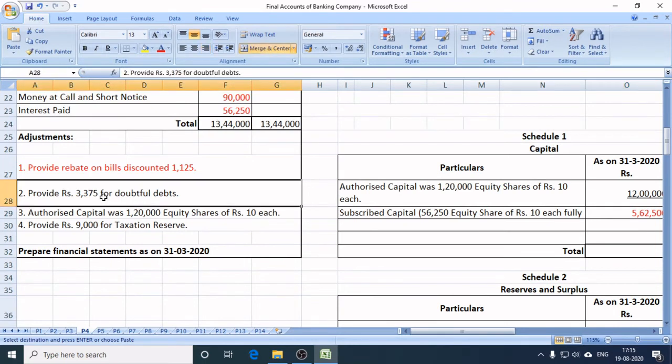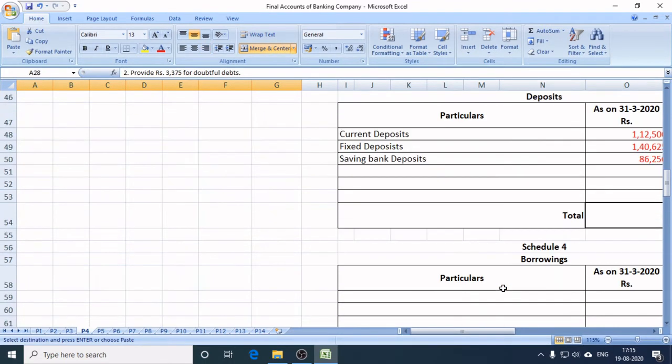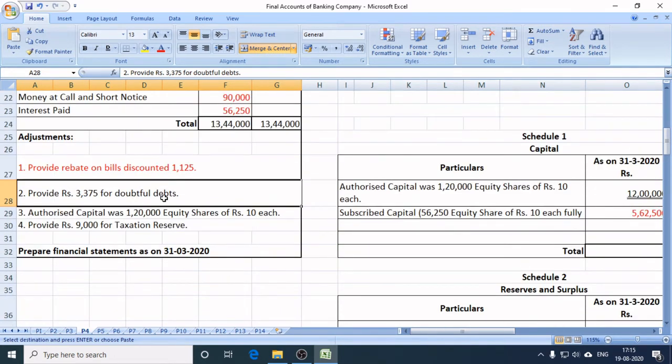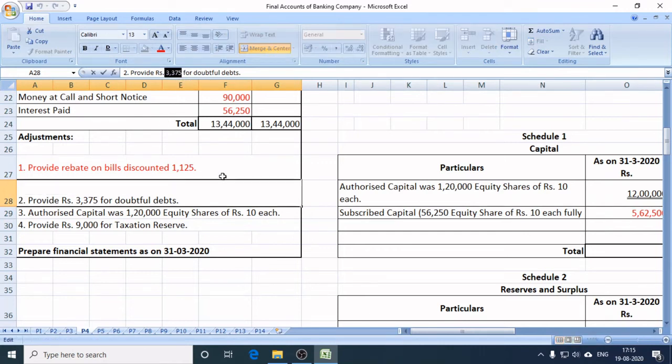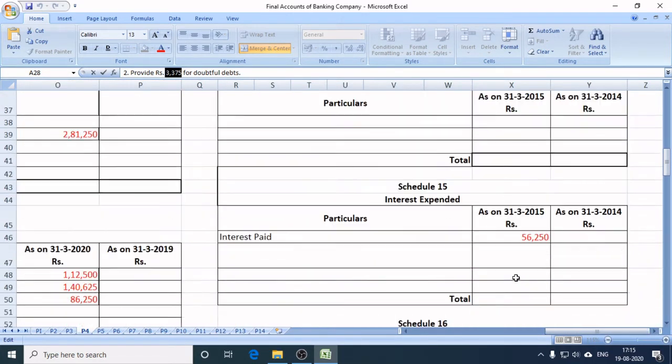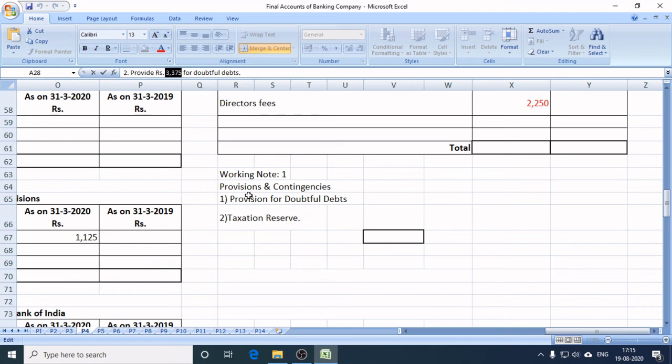So next is provide rupees 3,375 for doubtful debts. Now in case of a banking company, doubtful debts means irrecoverable loan. So on account of irrecoverable loan, the bank has made a provision of rupees 3,375. Because of this provision, the advances will be reduced. But this provision is usually shown under provisions and contingencies, and the figure is 3,375.